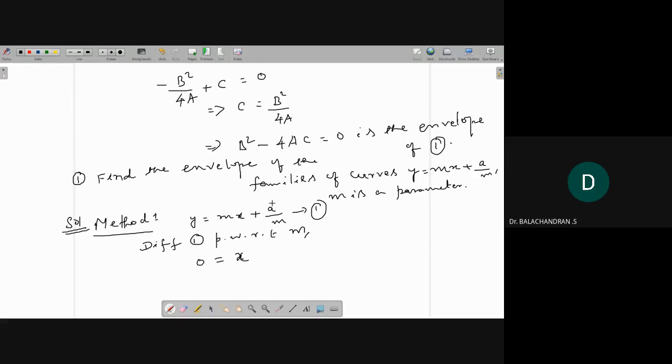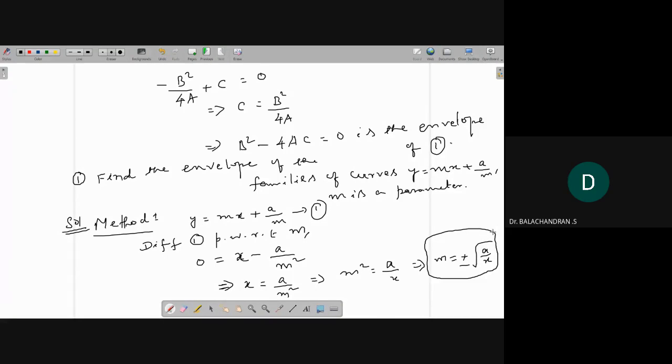And if you differentiate, you have 1 by m, so minus a by m square. So from this we have x is equal to a by m square. This implies m square equal to a by x, or m equal to plus or minus root a by x. So this is the m value.